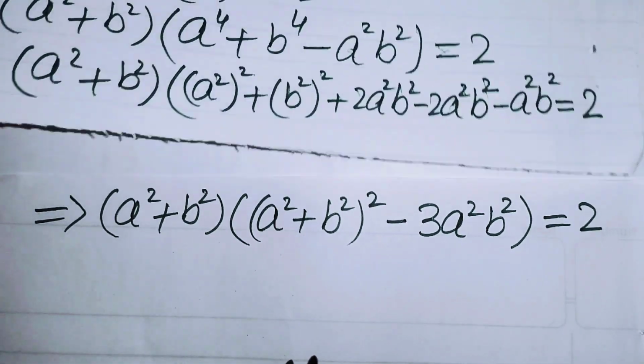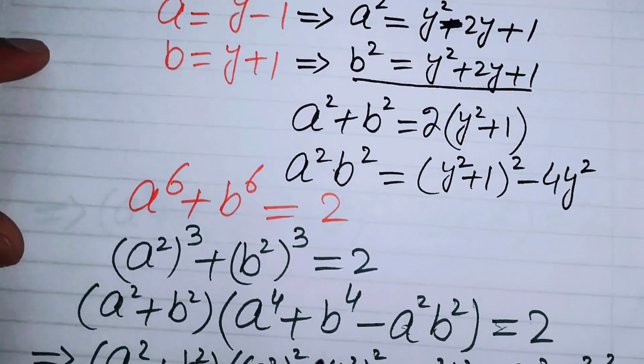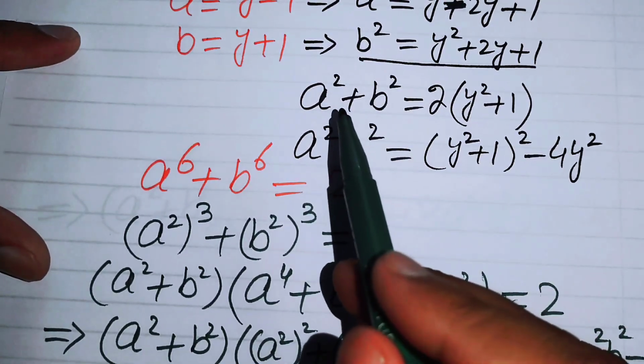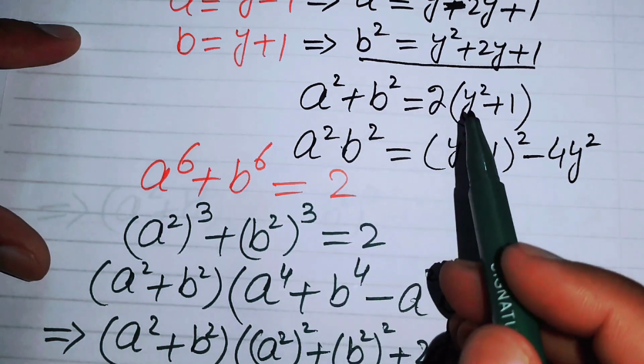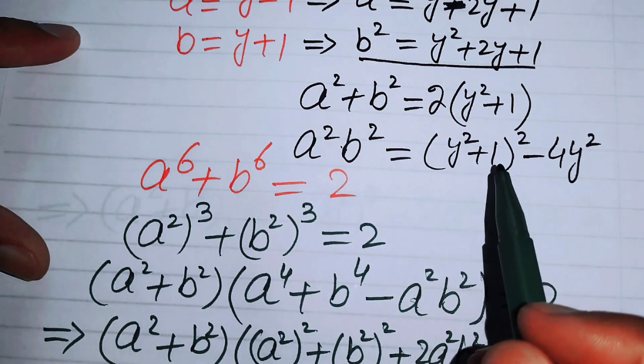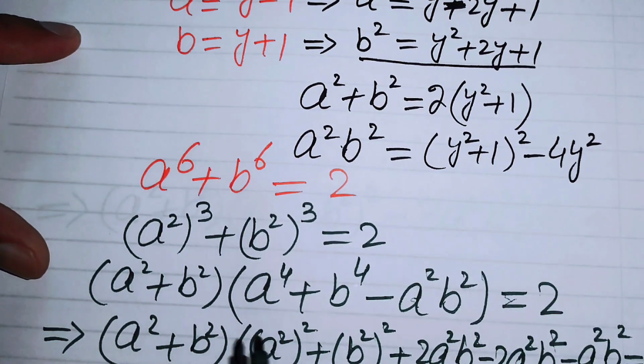And now we can substitute the values of a^2 + b^2 and a^2 times b^2. Here we can find the value of a^2 + b^2 is 2 times (y^2 + 1), and a^2 times b^2 is equal to (y^2 + 1)^2 minus 4 times y^2.